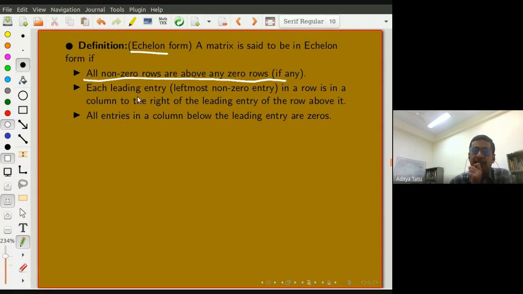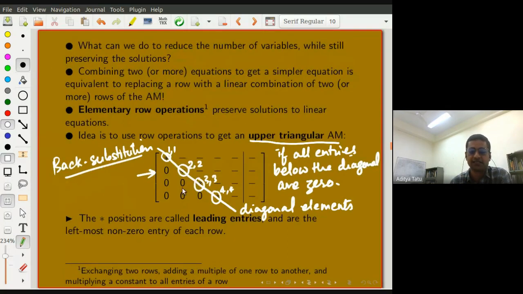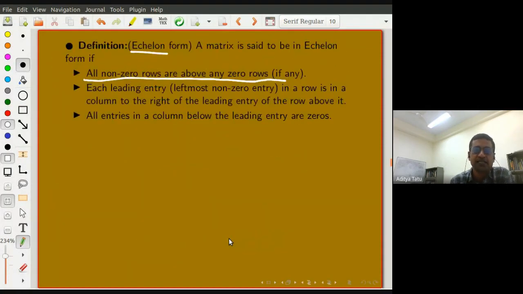Second, each leading entry. Although it was written on the slide, I did not discuss this. All these asterisks are called leading entries of that particular row. By leading entry, I mean the leftmost non-zero entry of each row. Then, the second condition is that each leading entry, the leftmost non-zero entry in a row, is in a column to the right of the leading entry of the row above it.